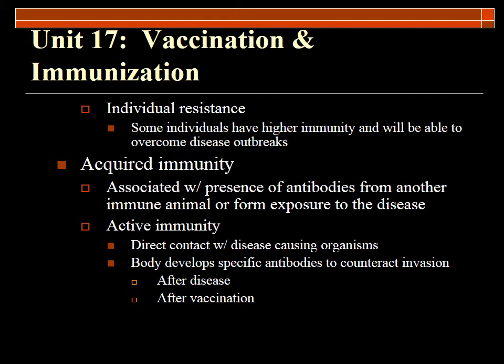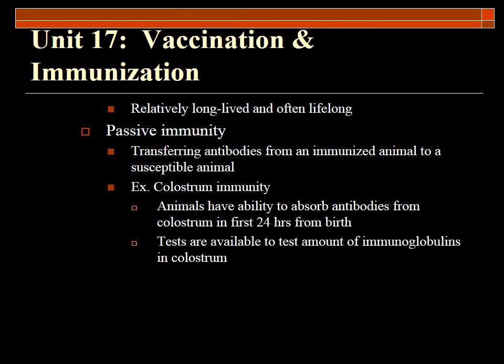So let's say, for example, that we move some calves onto our farm and they outbreak with a respiratory disease, a shipping fever, so to speak. Well, once they overcome that disease, they're going to develop antibodies against that disease for future reference. In addition, if we vaccinate them, they will even develop more antibodies against that disease. Again, remember, that doesn't necessarily preclude them from getting the disease in the future if they are simply overcome by massive exposure. Again, a lot of this is relatively long-lived and often lifelong in terms of active resistance.